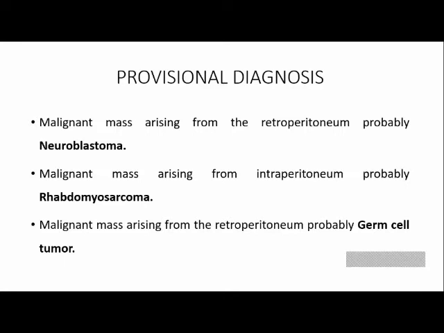What are the other differential diagnoses that you had given? And can you analyze them? Sir, the third differential diagnosis I had given is rhabdomyosarcoma, sir. The history favoring rhabdomyosarcoma is that it is the third most common extracranial solid tumor in the pediatric population, and it is a rapidly progressive mass involving the entire abdomen.